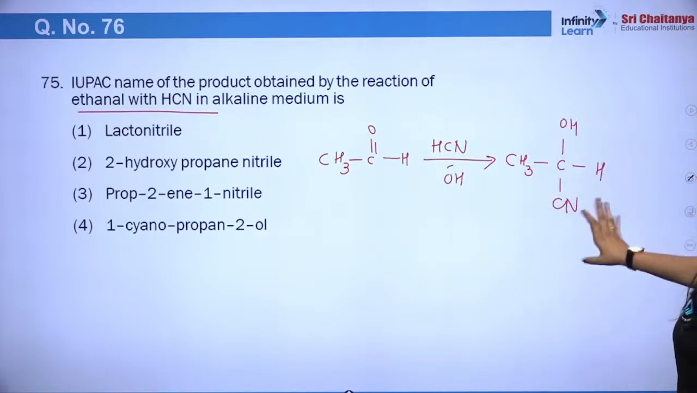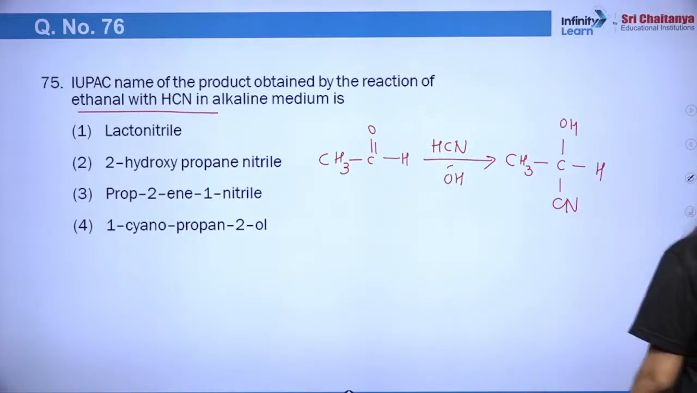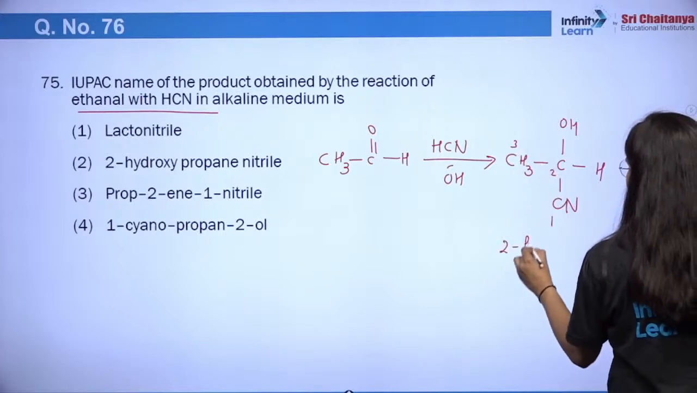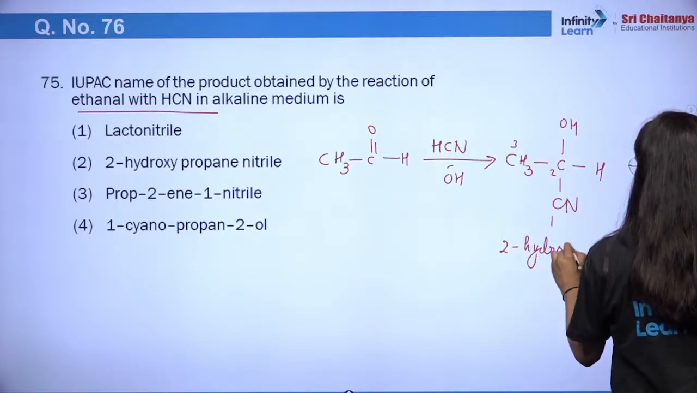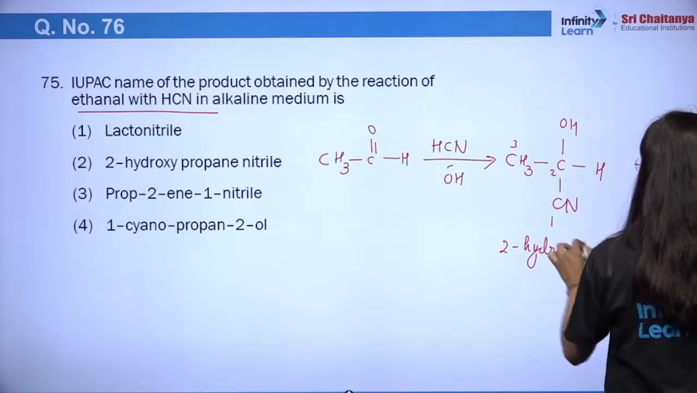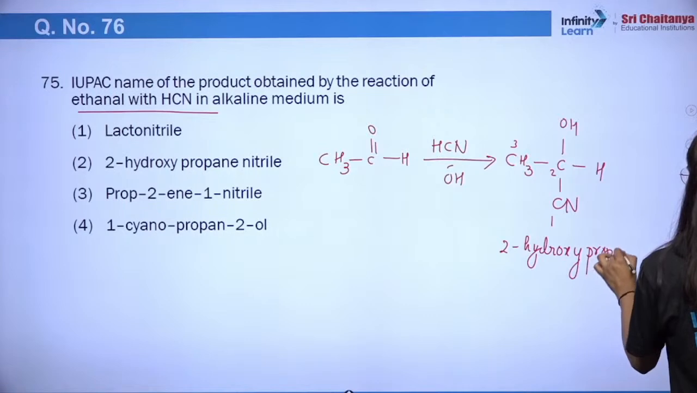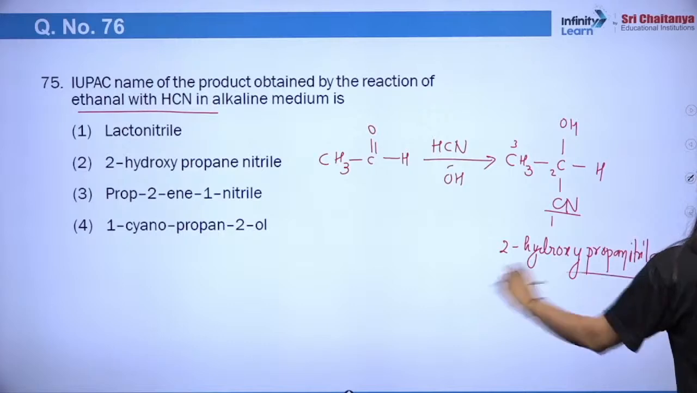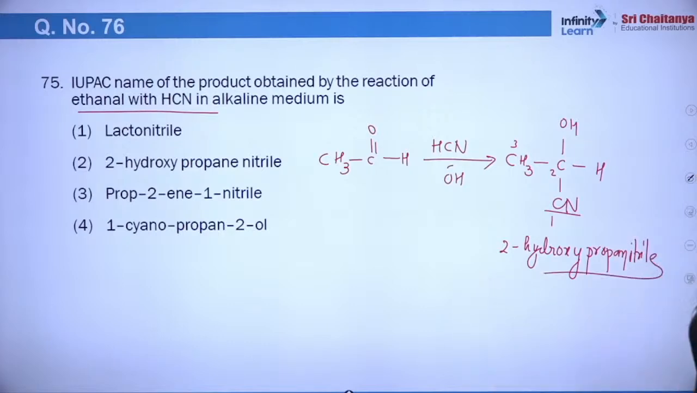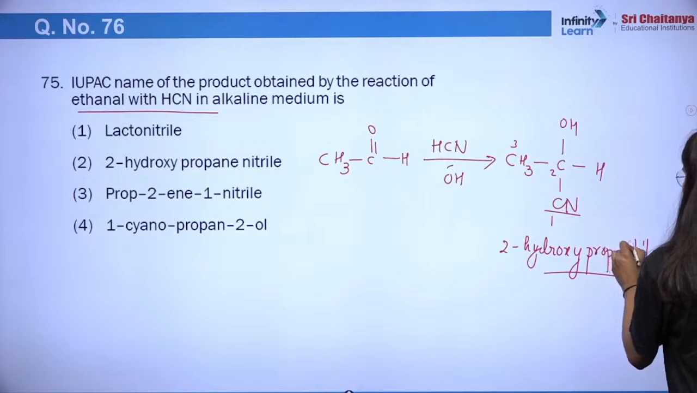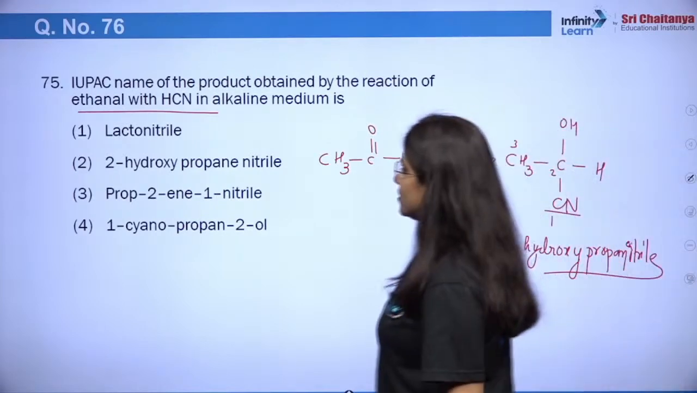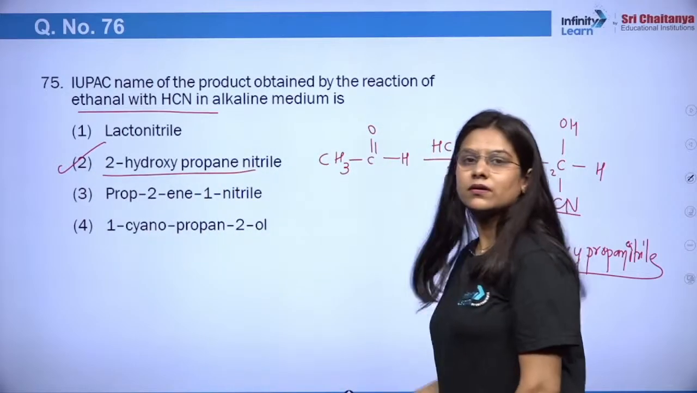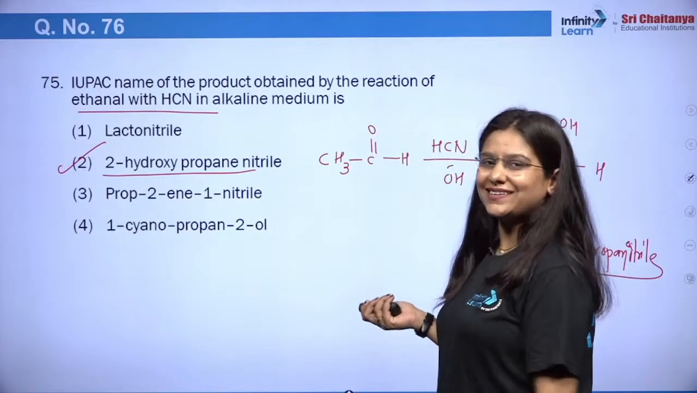Now what will be the IUPAC name for this compound? So 1, 2, 3. So it will be 2-hydroxy, and for the number of carbons in the chain, propane, and if we have the CN group, what are we using? Nitrile. So it will be propane nitrile. So what will be the answer? The answer will be 2-hydroxy propane nitrile. Again, the second option is the correct answer.